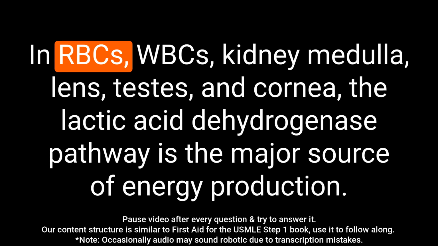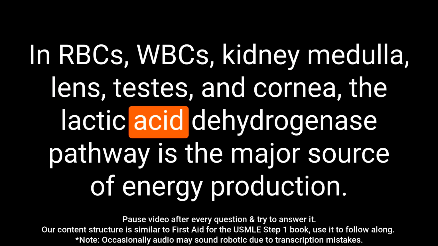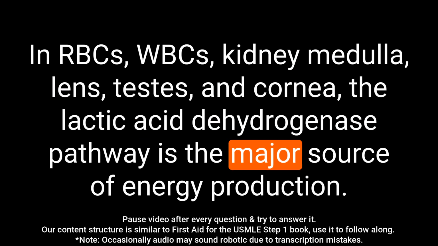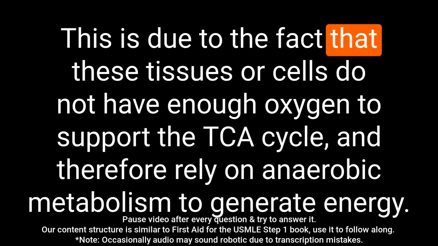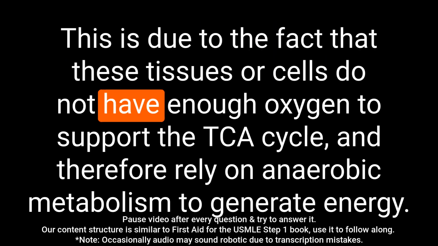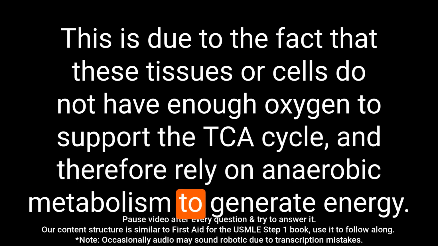Answer: In RBCs, WBCs, kidney medulla, lens, testes, and cornea, the lactic acid dehydrogenase pathway is the major source of energy production. This is due to the fact that these tissues or cells do not have enough oxygen to support the TCA cycle and therefore rely on anaerobic metabolism to generate energy.